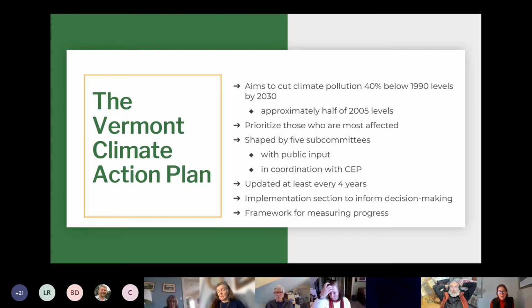When the Global Warming Solutions Act set up the Climate Council, the council then set up five subcommittees that are charged with different aspects of writing the plan or providing data and analysis to support the policy recommendations included in the plan. Those five subcommittees are the Cross-Sector Mitigation Subcommittee, which is really charged with thinking about how we reduce our greenhouse gas emissions.